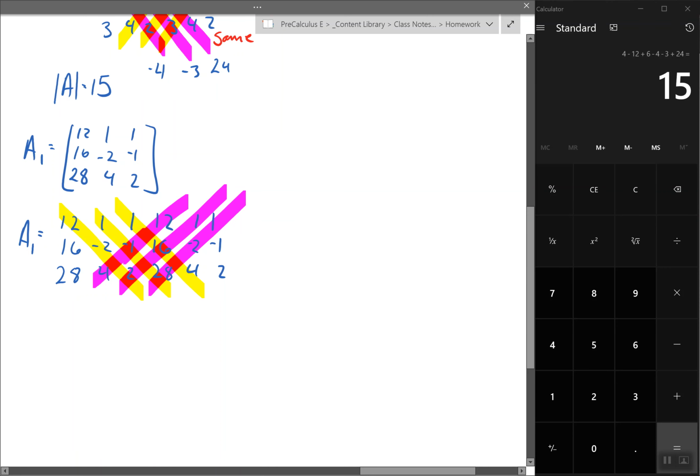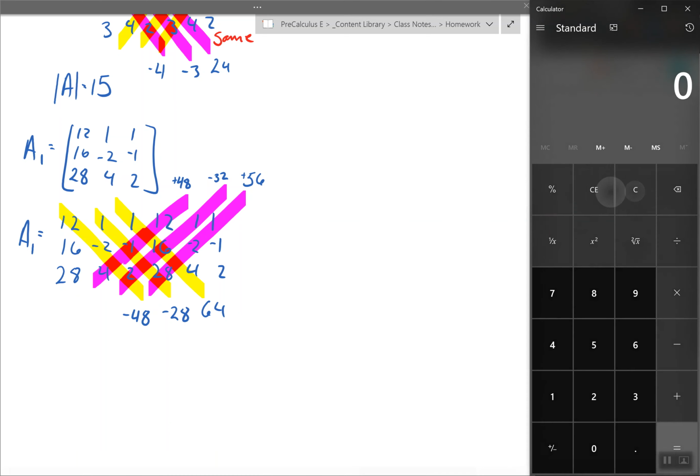Okay. So we have 12 times 4, which is 48, and it's negative 48. Same sign there. Negative 28. And then 4 times 16 is 64, and it's positive. Okay. 4 times 12 is 48, negative 48, but we make it the opposite sign, so it's actually positive 48. 2 times 16, that's 32, but we make it negative 32. And then 28 times 2 is 56, negative 56, but we make it the opposite sign, so it is positive 56.